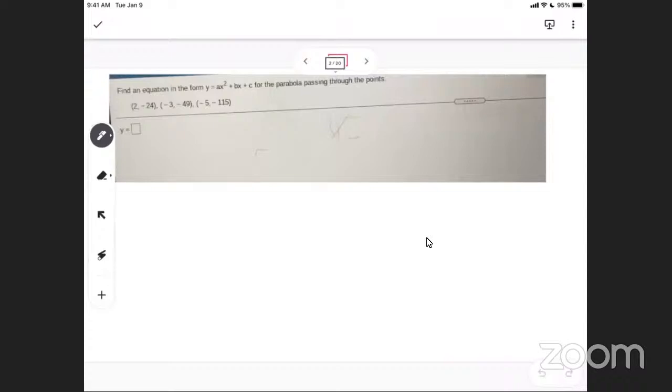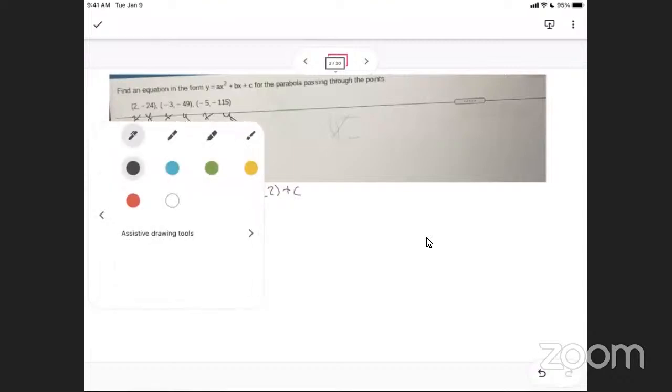So this is your x and this is your y each time, right? Yeah. So we create a system of equations with the x and the y. When y is negative 24, x is 2. So we're plugging in a times 2 squared plus b times 2 plus c, and we're doing that for all of the points. So that was the first point.